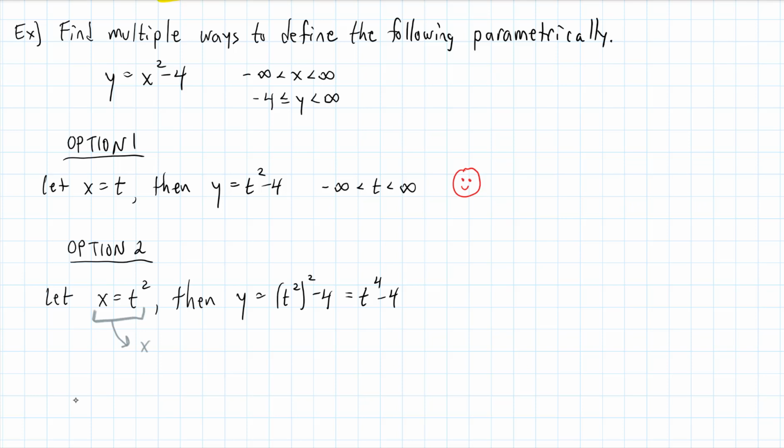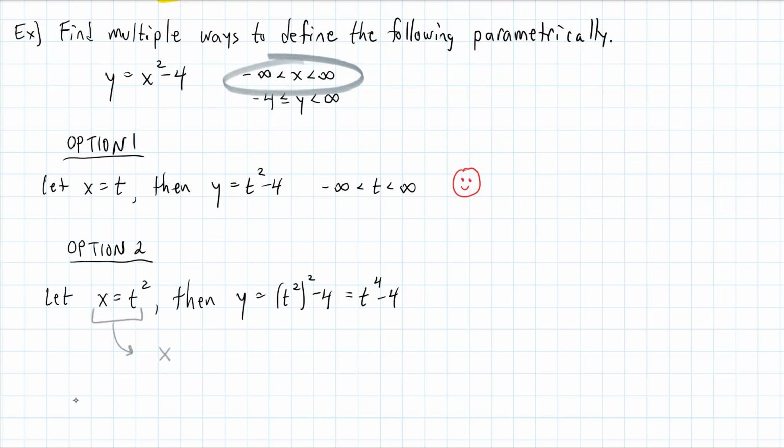X will never be negative. That's a problem because x originally was allowed to be any real number. So when I go to redefine it parametrically, I need to make sure the original domain and range are intact. And this would screw that up. By letting x be t squared, I'm saying x will never be a negative number, and that's not okay because it could have been negative.